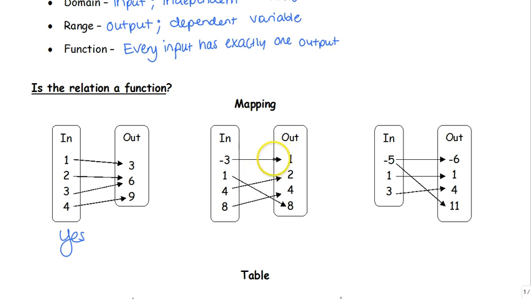We go to our next one. If I hit a -3, I get a 1. If I hit a 1, I get an 8. If I hit a 4, I get a 2. If I hit an 8, I get a 4. Every input is corresponding to only one output. So every time I hit this number, I'm always going to get a 1. So yes, that is a function. And our third one, if I hit -5, sometimes it's giving me a -6, and sometimes it's giving me an 11. Which means this is not functioning properly.